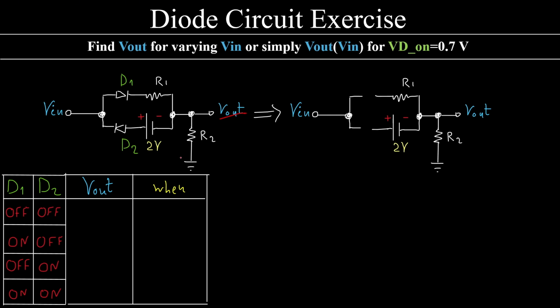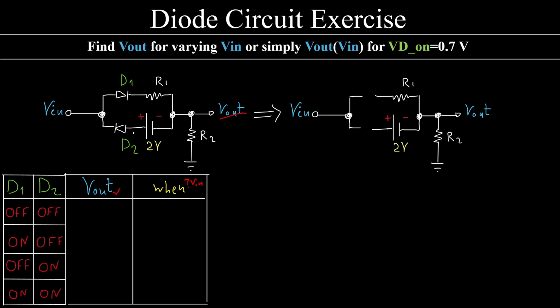Find V out in this circuit in general, for whichever V in we have at the input. That means that we're going to have to study 4 cases for the diodes, and we're going to say they're either on or off, how much is V out in each case, and for which V in this will hold true.